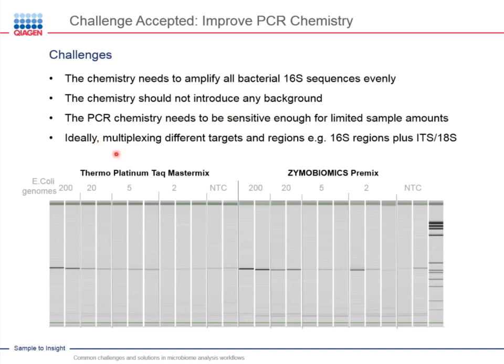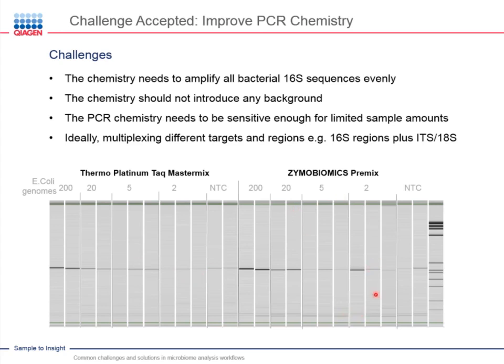And in addition, as I said some slides before, multiplexing of different targets would be interesting. Here I'll show you data which we have generated with different solutions which are quite abundantly used in microbiome applications. You can see that the mixes on the one side are getting very, very weak for low input amounts. So with 2 E. coli genomes per sample, you're not getting really strong bands anymore. And the non-template controls can be even stronger than your low concentrated samples. So this means such a mix could introduce a DNA bias in your sample, which you can't evaluate.